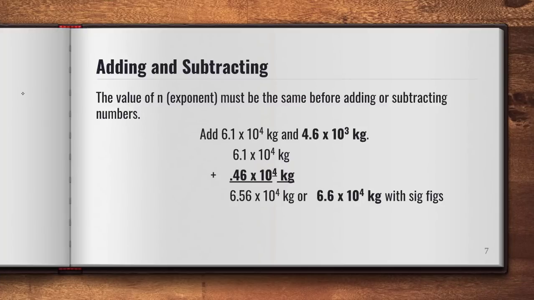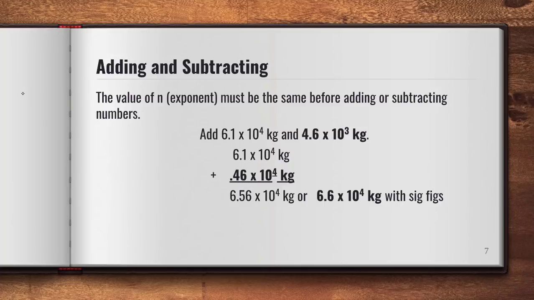So let's say we're adding and subtracting numbers that are in scientific notation. How do we go about and do this? Well, the value of n, the exponent, has to be the same before we do any adding or subtracting of the numbers. So for example here, it asks you to add 6.1 times 10 to the 4th kilograms and 4.6 times 10 to the 3rd kilograms. Well, those exponents are not the same number. However, if we move the decimal place over 1 to the left, it's just like before. If we move to the left, we add a number. And if we move to the right, then we subtract a number.